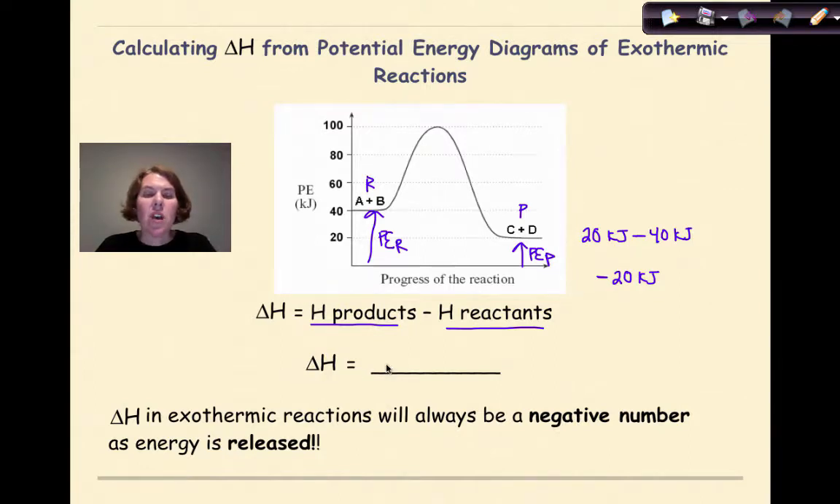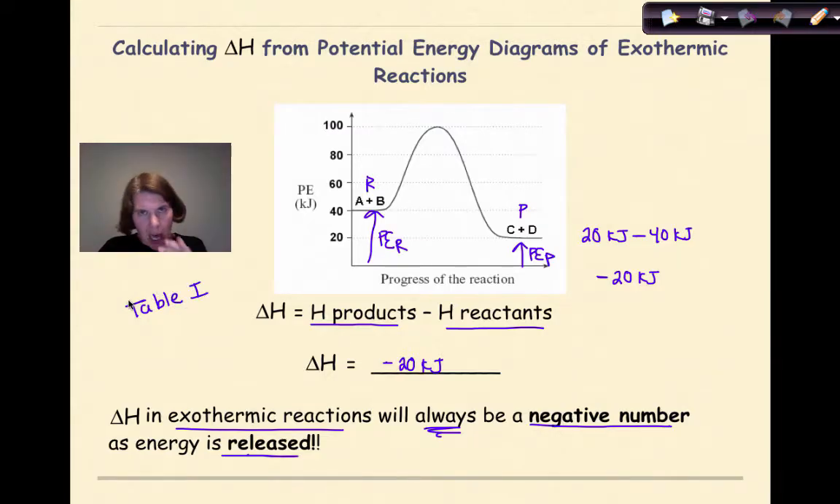So the delta H here is negative 20 kilojoules. So delta H in exothermic reactions will always be a negative number as energy is released. And if you forget that fact, you can always go to table I of your reference table and read at the very bottom of the chart, there's a little asterisk that says exothermic reactions always have a negative delta H, because that whole chart deals with delta H values, which we'll talk about in future videos.